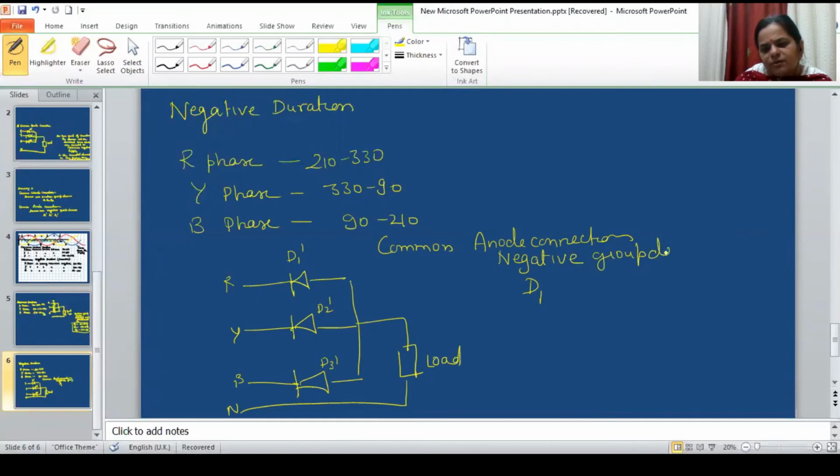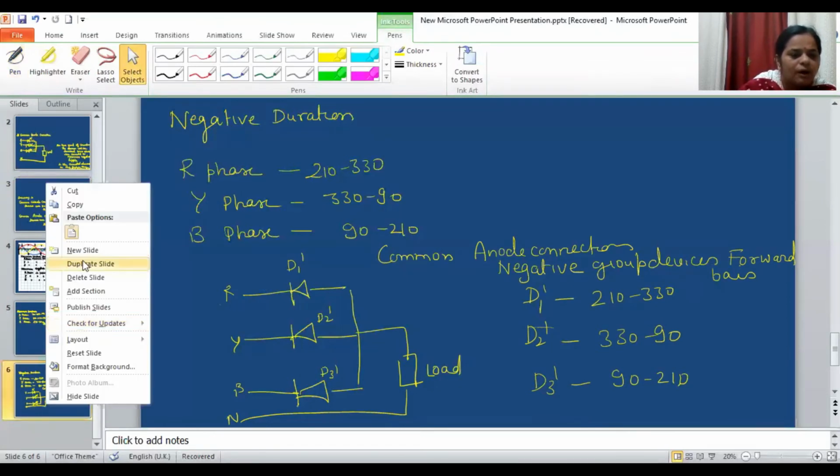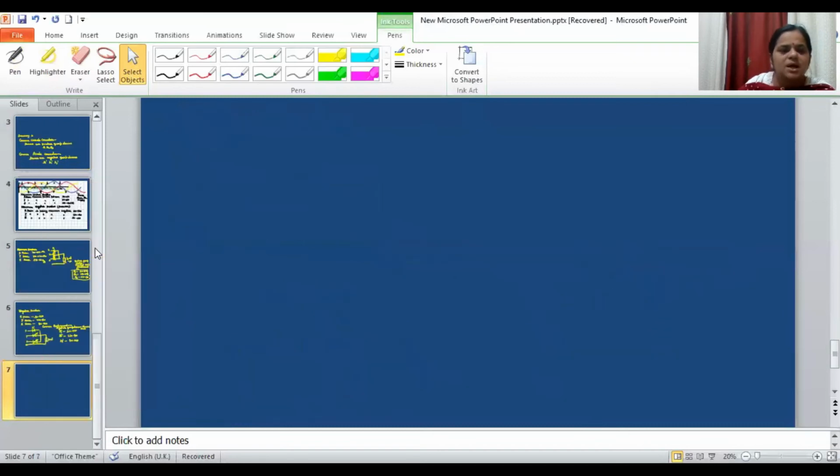So for the negative group devices, D1 dash will be forward bias 210 to 330 because D1 dash is connected to R phase and R phase is maximum negative in this duration. D2 dash will be forward bias 330 to 90 because it is connected to Y phase, and D3 dash is connected to B phase, 90 to 210. So these are the conducting or forward bias durations of the respective SCRs connected in common cathode configuration or a common anode configuration.